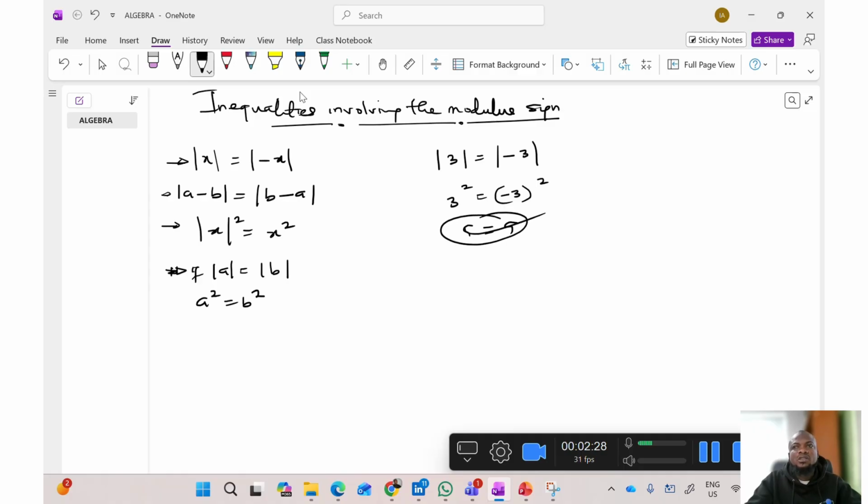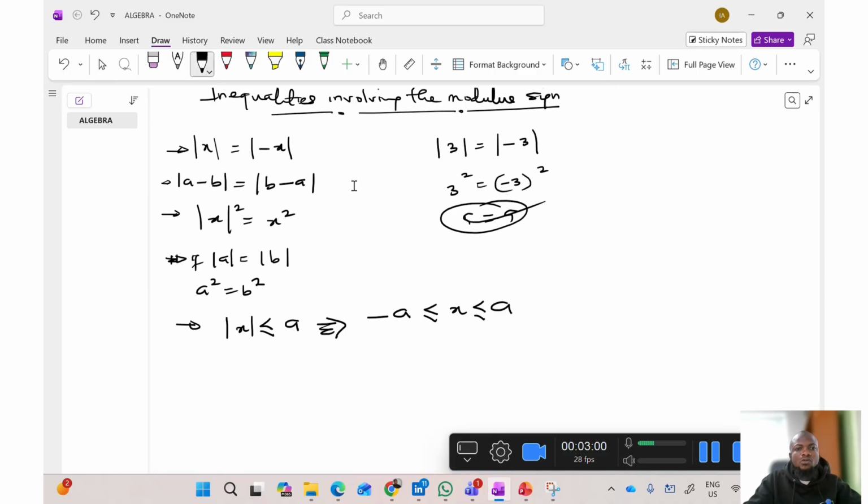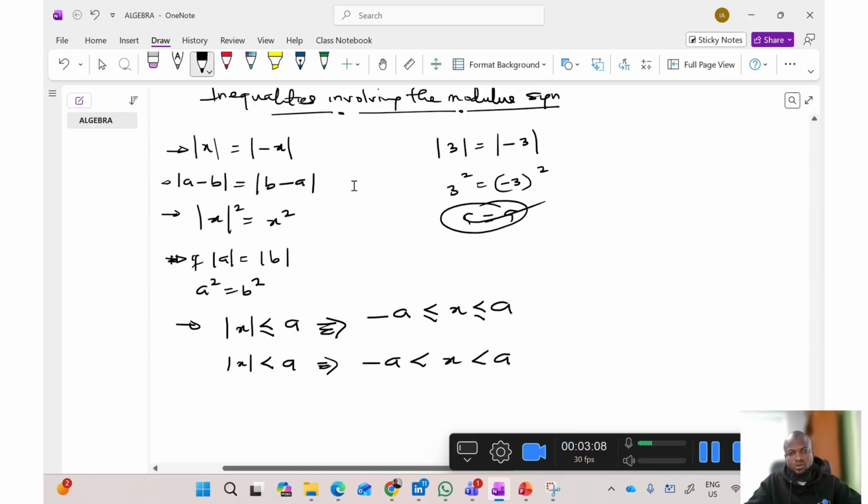Okay, now the next one. If the absolute value of x is less than or equal to a, this implies that minus a is less than or equal to x is less than or equal to a. So that means x is greater than or equal to minus a, and x is less than or equal to a. And likewise, if the absolute value of x is less than a, this implies that minus a is less than x is less than a as well.